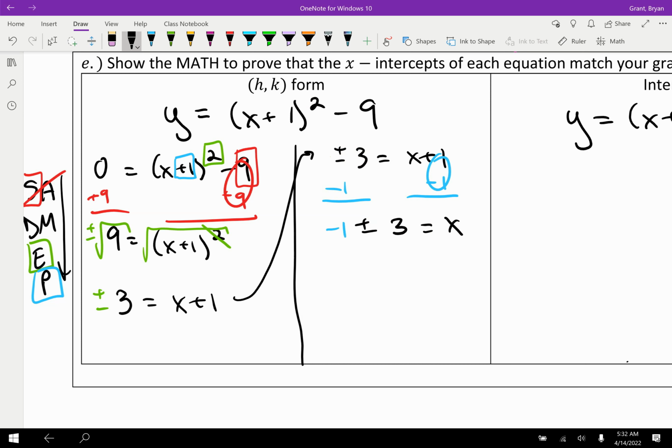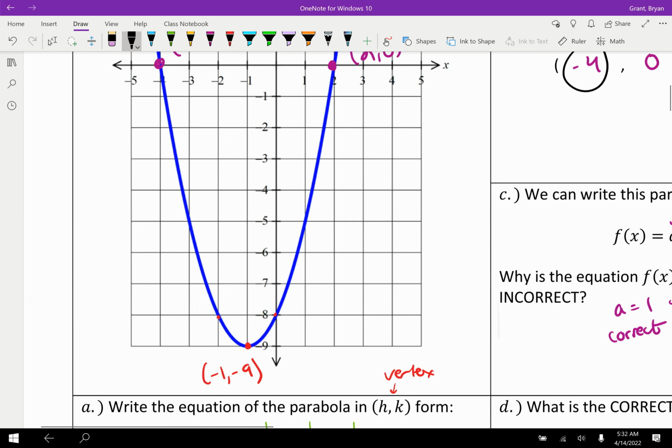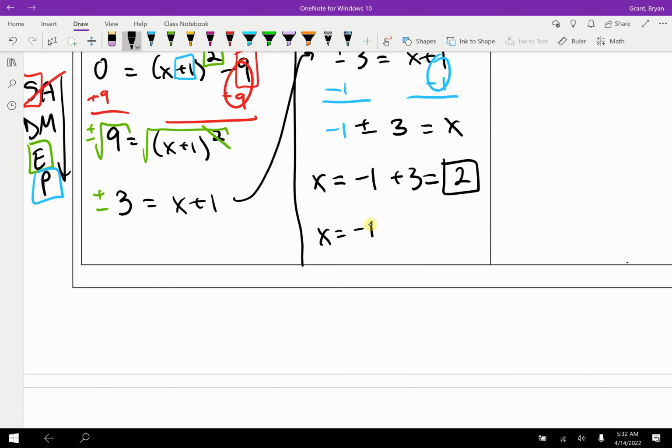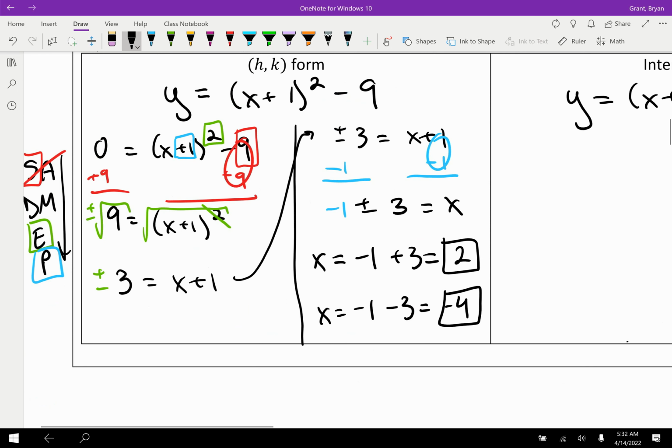To make sure our two x-intercepts are accurate, one x-intercept will be negative 1 with the positive 3. Negative 1 plus 3 is 2. We can notice up here I did get an x-intercept with an x of 2. And my other one will be negative 1 minus 3, which is negative 4. And that checks out.